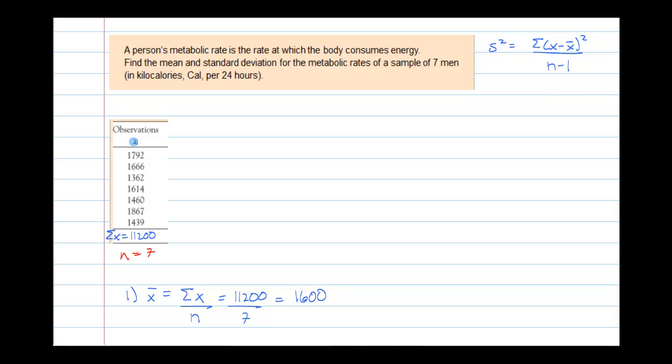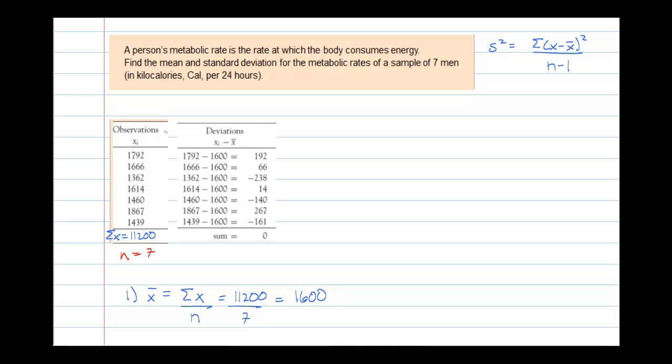So here's this column is my observations. Next, I want a column that takes each observation and subtracts the mean. So this next part of the chart takes 1,792 and subtracts 1,600. Then I take each observation and subtract the mean. And when I add these up, again, sigma is sum, I'll always get 0. Every single time. It's kind of a nice little checkpoint. It's not very informative, however.